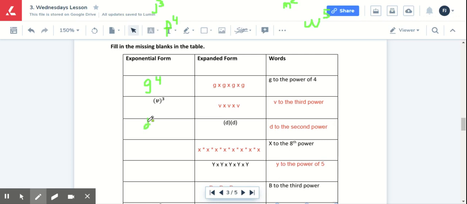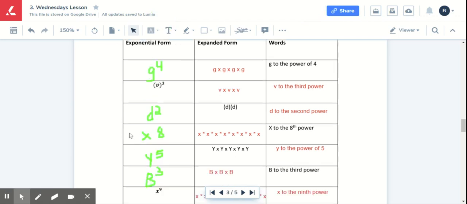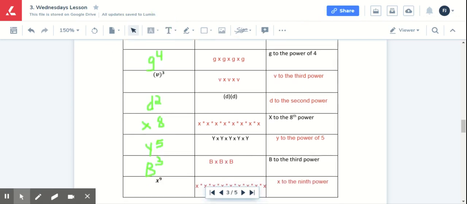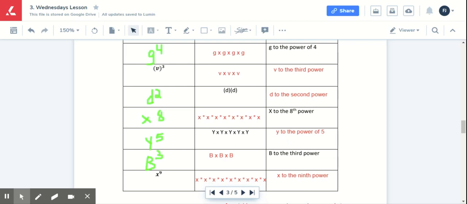Next would be d to the 2nd power. So our base is d and our exponent is 2. So this is the rest of the completed table. So check your work. Make sure that it is all accurate. You can pause the video in order to do so.